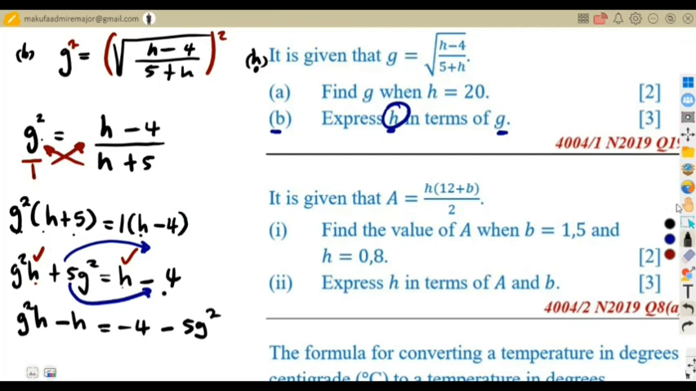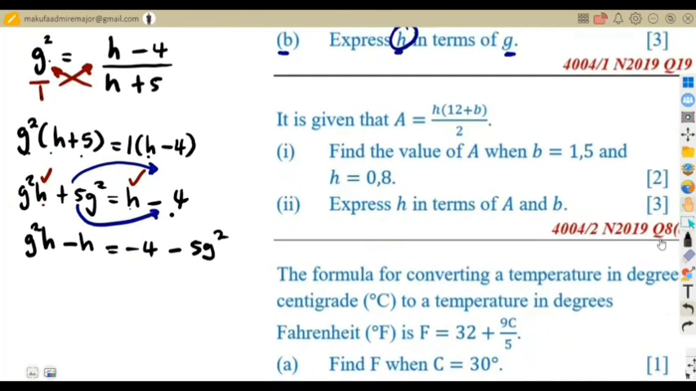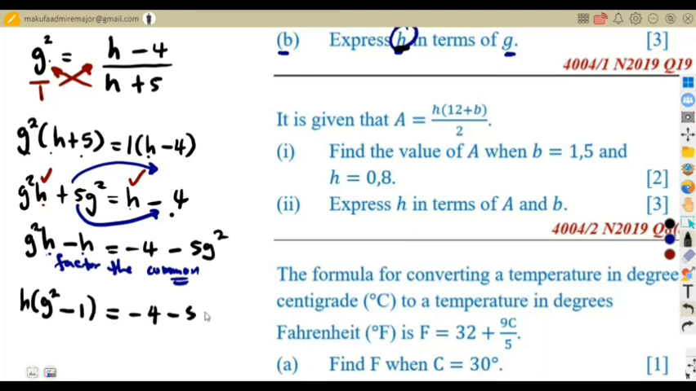The purpose of having the terms of H on one side of the equation is so that we can factor out the common term. Whenever you've got a condition like this, you factor out the common term, which is the term to be the subject. It's not just to be a common term. It must be the term to be the subject, and the term to be the subject in this case is H. So we can factor out H. By factoring out H, you're going to be left with G squared minus 1, which is equal to minus 4 minus 5G squared.